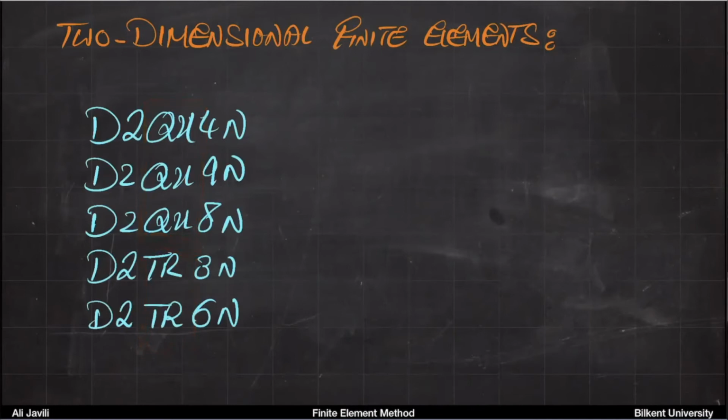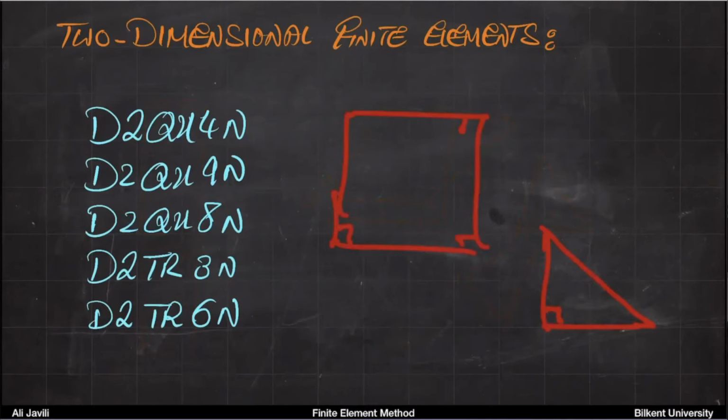So QU stands for quadrilateral. So these are the elements that look like this. And then TR, these are triangular elements. If you look from top, quadrilateral elements look like squares basically. And triangles look like triangles. In fact, they look like right triangles with right corners. Okay, so this is the way they look.